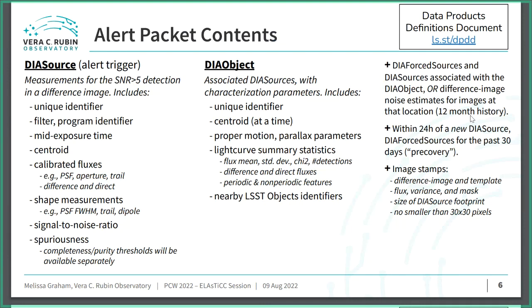Also within the alert packet, of course, you have the DIA source, which triggered it, the DIA object that it was associated with, and all of the DIA sources that are associated with that DIA object, which is just the complicated way to say you have the light curve, basically. So you have a 12-month history of everything at that location in the sky as well.